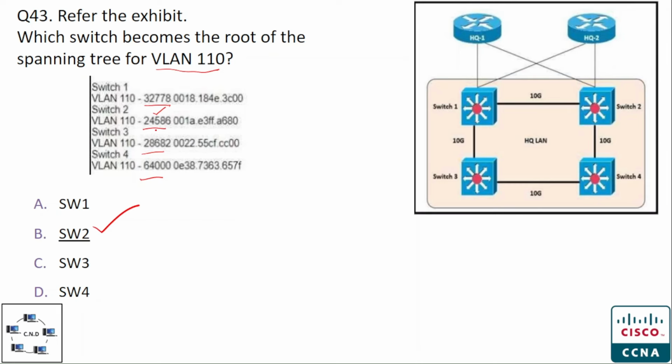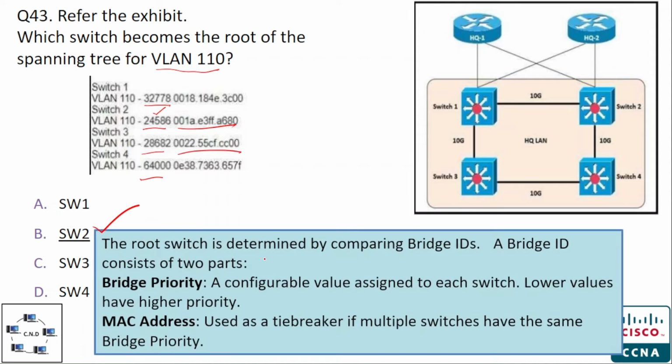If 2 switches have the same priority, then we go to the next criterion, the MAC address, and the lower MAC address of the switch will decide which becomes the root switch or root bridge. This is the same thing explained here: first we look at the bridge priority, and if we have 2 or more switches with the same priority, then we use the MAC address as the tie breaker.